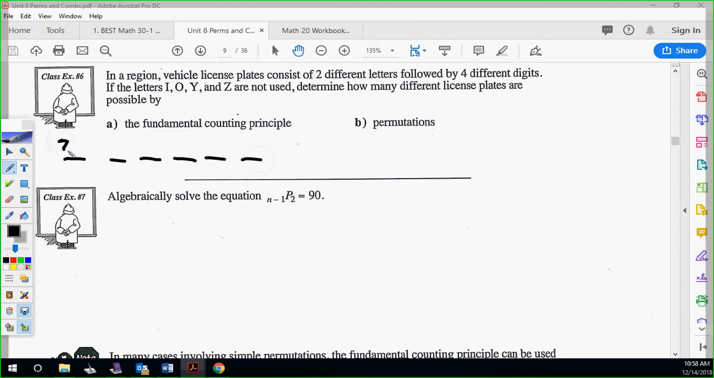So 22, 21 here, right? There's no restrictions on our digits. It says different digits and different letters. That means they can't be repeated. So it's going to be 10, 9, 8, 7.